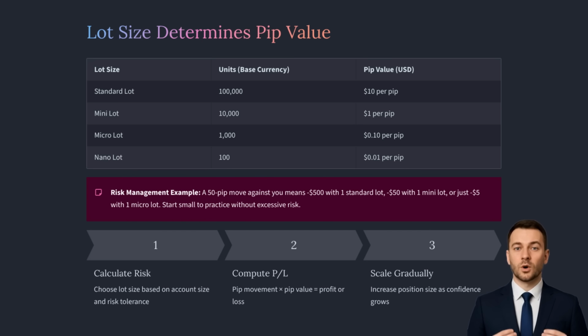A new trader with a small account would likely survive a $5 loss more easily than a $500 loss. This is why trading micro or mini lots is advised when starting out. It allows you to practice and learn without risking too much on each trade. As your confidence and account grow, you might increase lot size gradually.